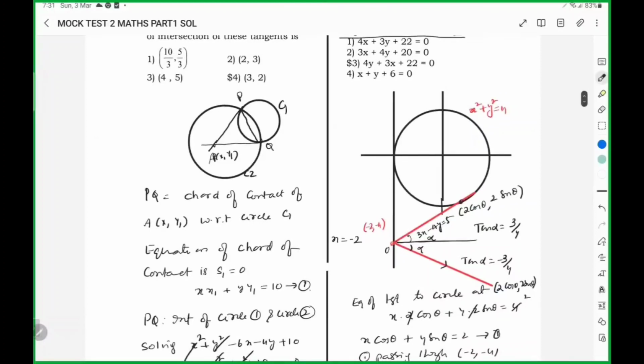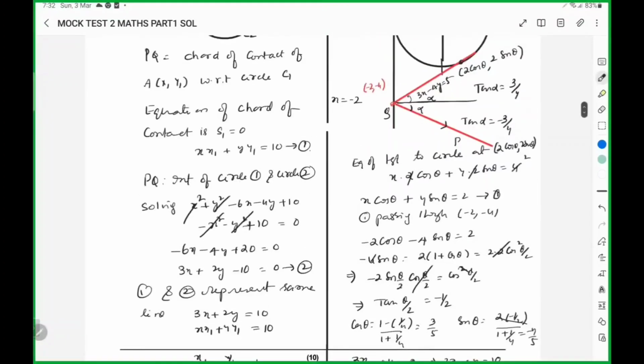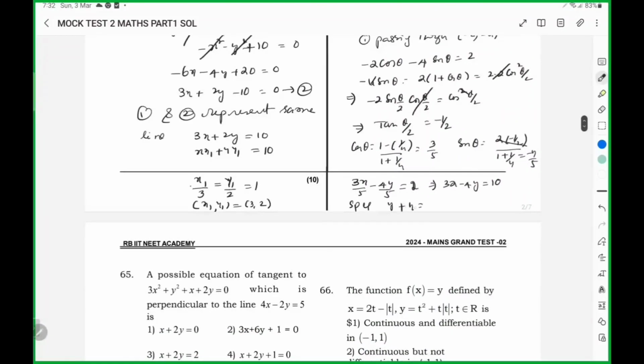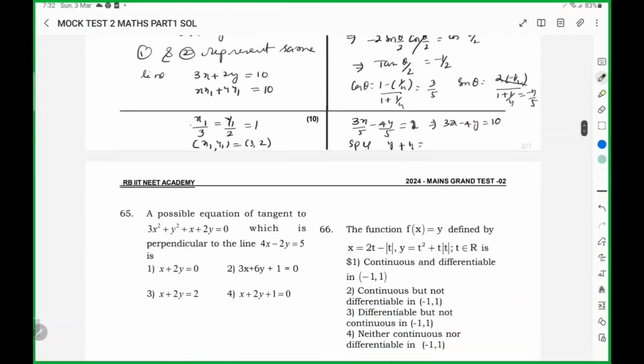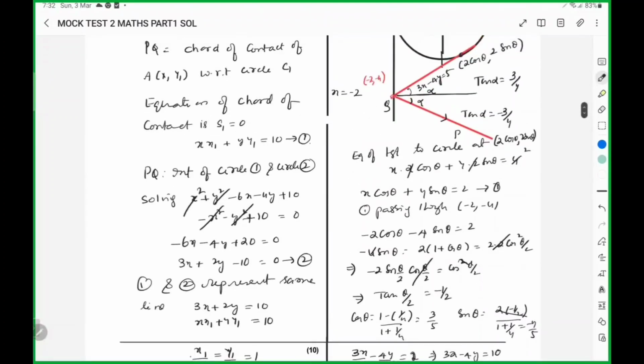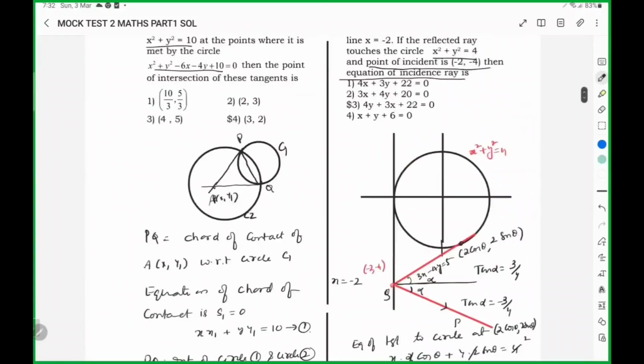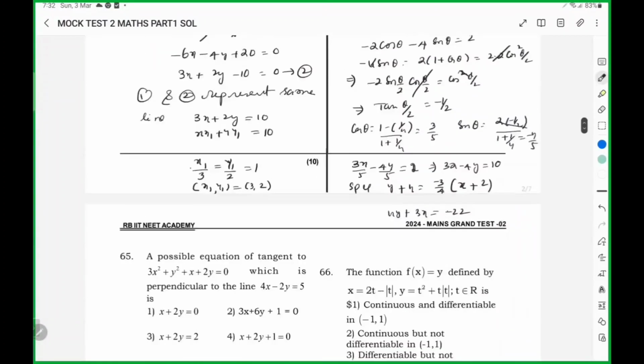Then reflected ray, say some equation, y minus -4 is slope will be -3/4 into x minus -2, so 4y plus 3x is 16 plus 6, that is -22. Third option is correct.